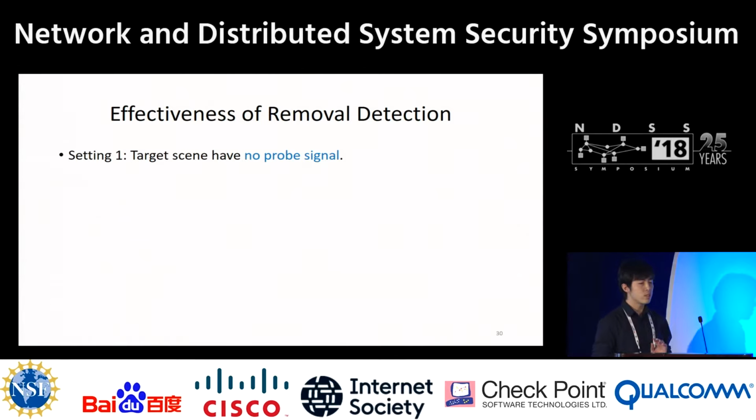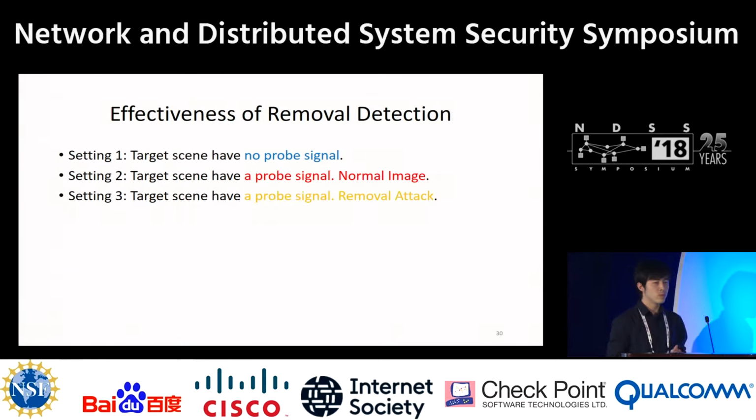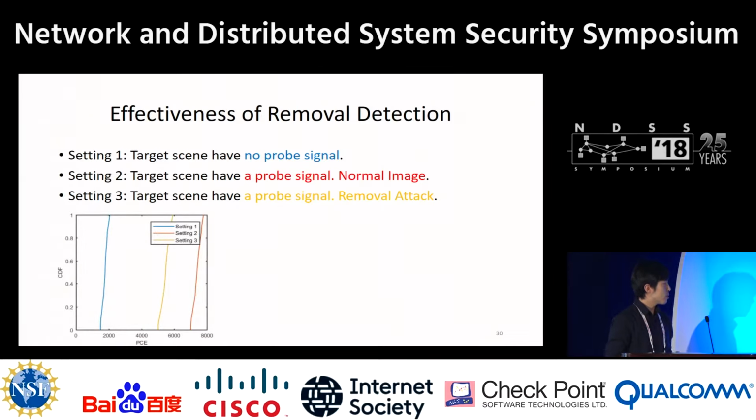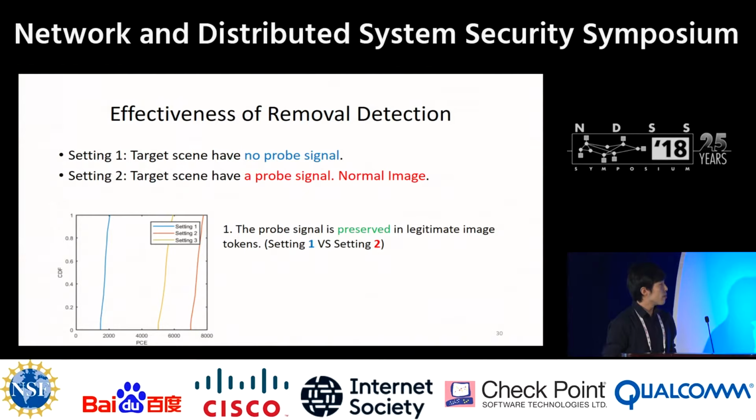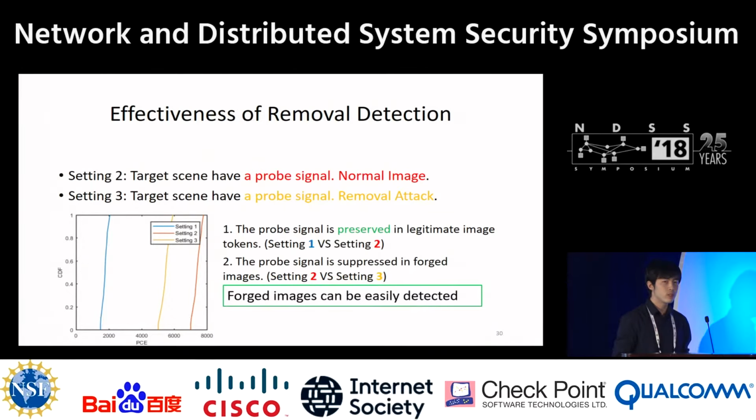So to evaluate the effectiveness of this method, we conduct experiments in different settings. First, we provide the target scene with no probe signal. Then we take a normal image of the target scene with a probe signal embedded. And last, we perform fingerprint removal on the image we take. So the similarity between the probe signal and the noise residual of the image is shown like this. In setting two, the correlation is much larger because the probe signal is preserved in the legitimate image. However, after fingerprint removal, the similarity drops significantly because the probe signal is suppressed in the forged image. So we can detect the forged image accurately.